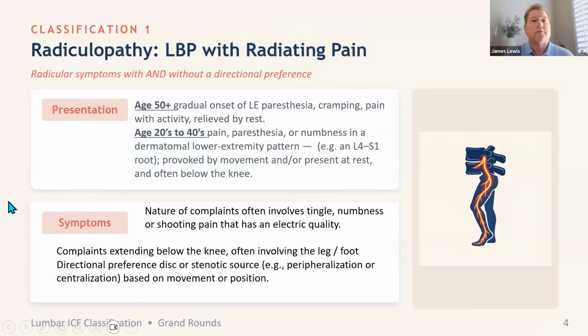All right. So our first classification, low back pain, radiculopathy, or low back pain with radiating pain. This is defined as typical pain that goes below the knee and has kind of a cramping or a paresthesia to it, a numbness. It often involves a tingle or kind of an electric quality that will go below the knee, often involves the foot, typically from either a stenosis or a disc pressing on that nerve.